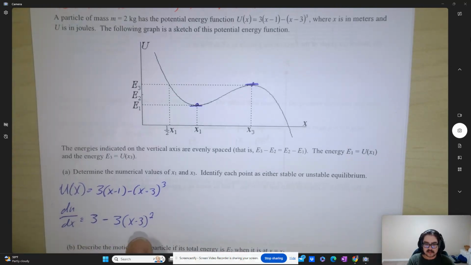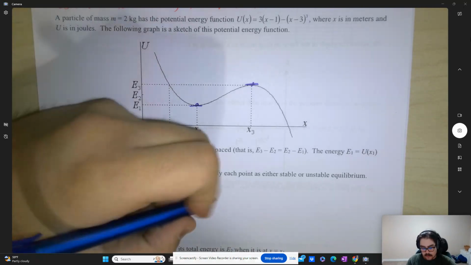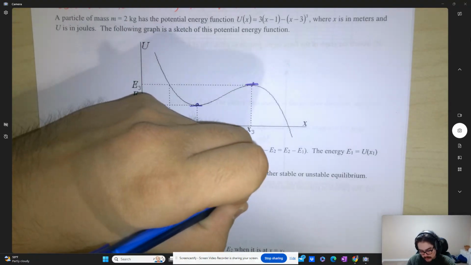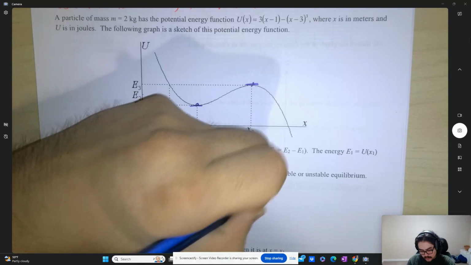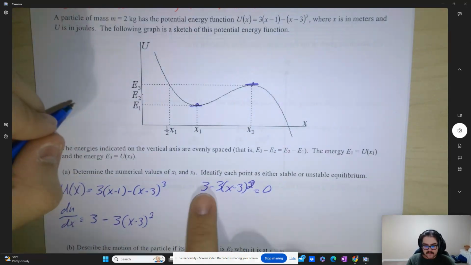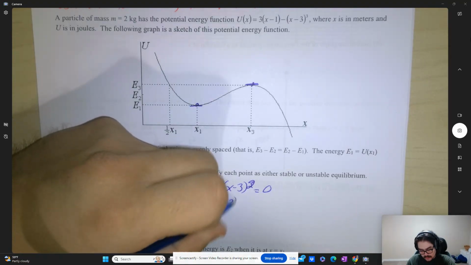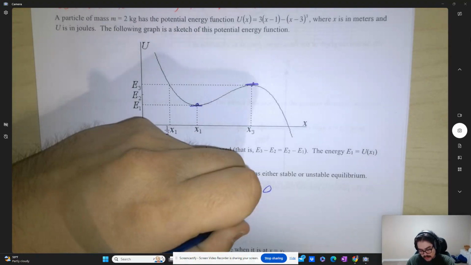Then all we've got to do is, this is the derivative, and if I set this equal to 0, I can figure out my stable or unstable equilibriums. So I'm going to set this equal to 0. So 3 minus 3(x minus 3) squared equals 0. If I subtract 3 from both sides, I get negative 3(x minus 3) squared equals negative 3.